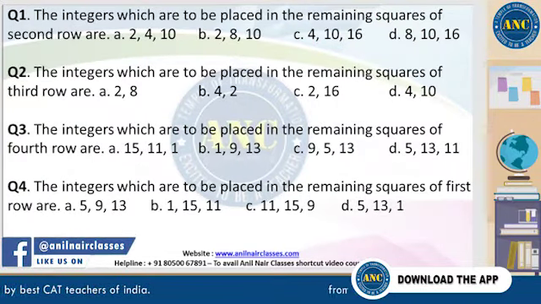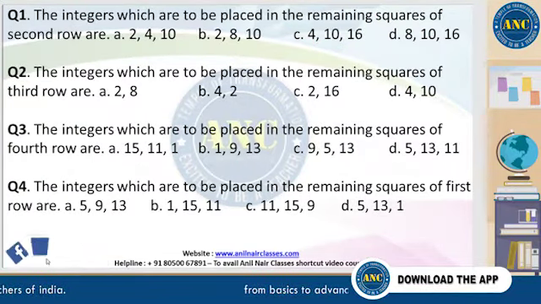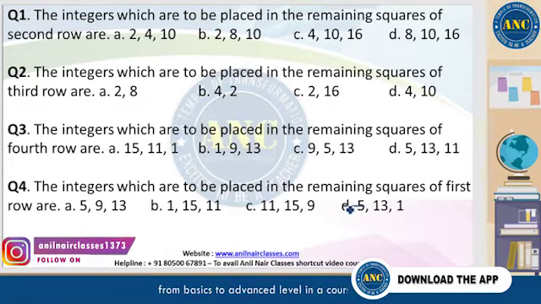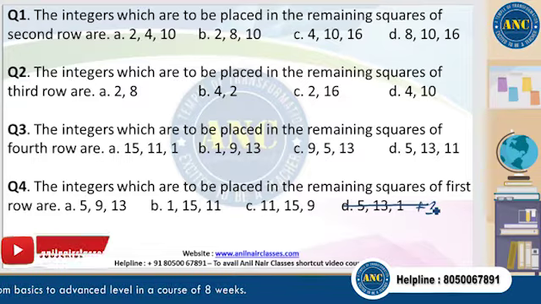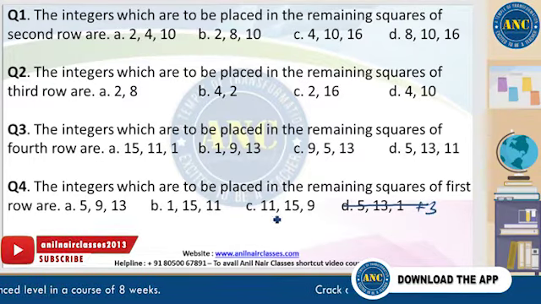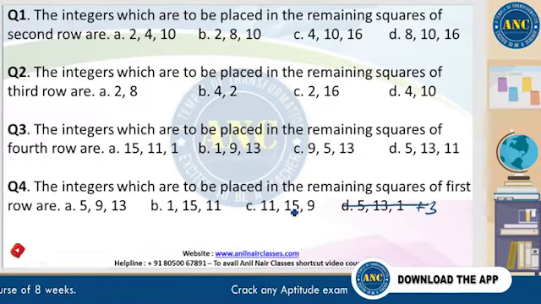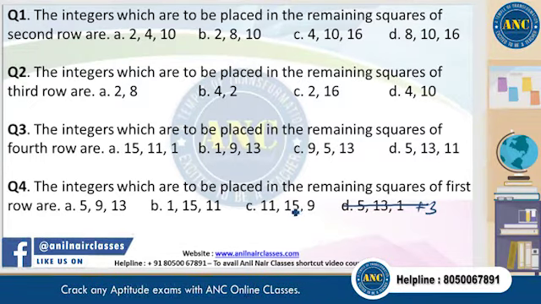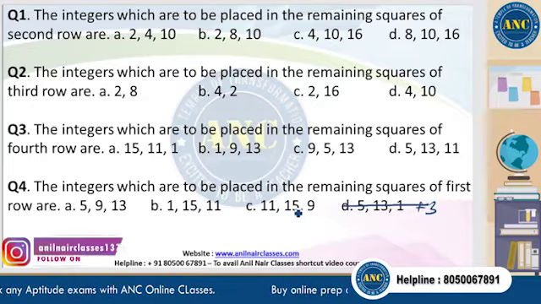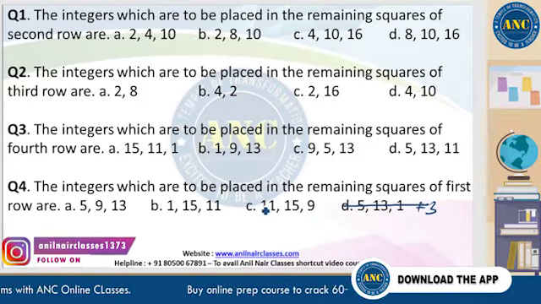Now, I was talking of the answer options. We know the total was 30. That means this option is out of context, because this total plus 3 should give us 30, so it is automatically ruled out. This 11 plus 15, that's 26, and 26 plus 9 is more than 30.